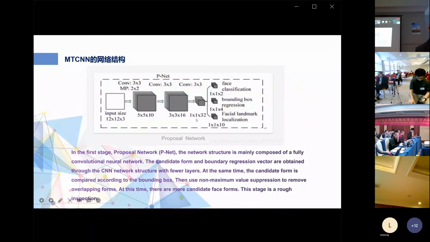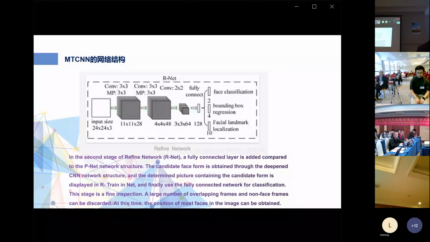In the first stage, the PNet network structure is mainly composed of a fully convolutional neural network. The candidate windows and the bounding box regression vectors are obtained through a CNN network structure with fewer layers. The candidate windows are then calibrated according to the bounding boxes. They use non-maximum suppression to remove overlapping boxes. This stage is a preliminary inspection.